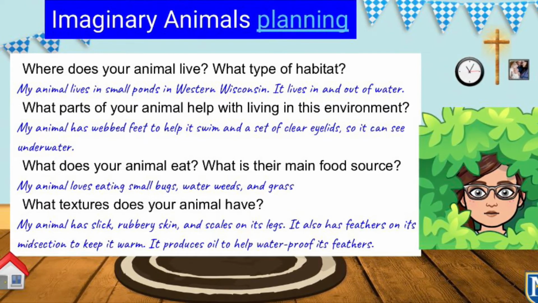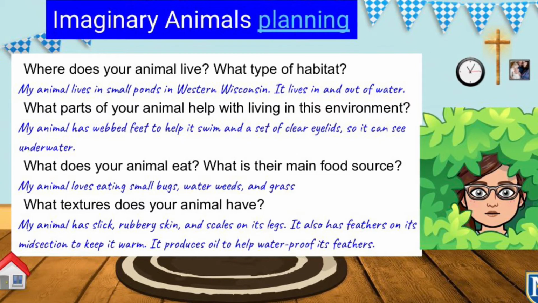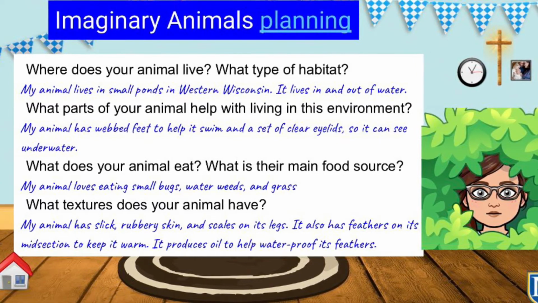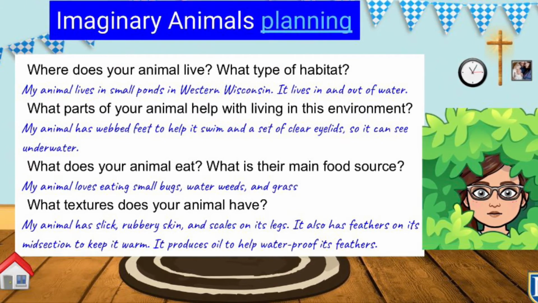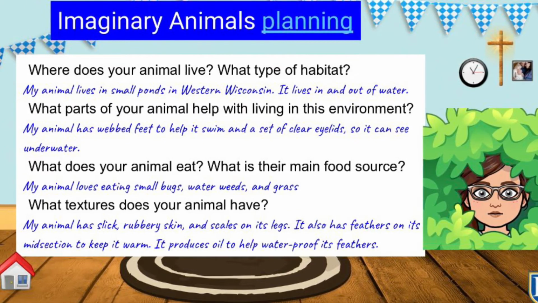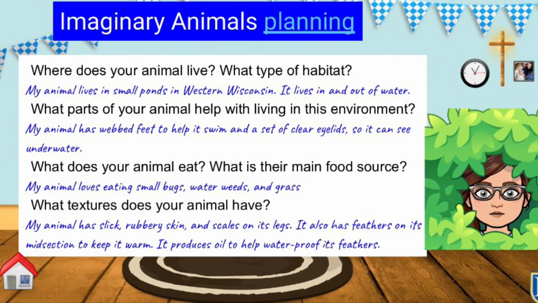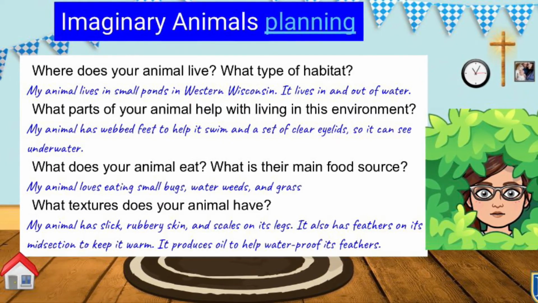Okay, so why would this be important? Well, if we're thinking about the structure of the face of the animal, if it's a carnivore, it's going to need teeth or a beak or something hard to rip those pieces of meat apart. So I said my animal loves eating small bugs, water weeds, and grass. So again, going back to that habitat.